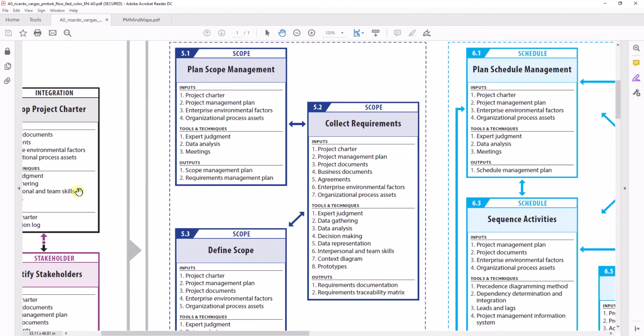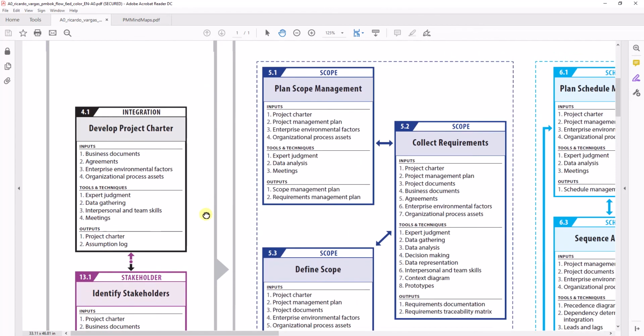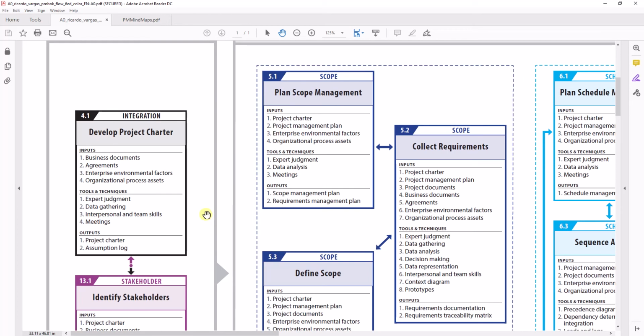Let me try to blow this up a little bit. Can someone tell me what are the 5 process groups we have in the PMP examination? Very basic question. Anyone? Initiating, planning, executing, monitoring and controlling, and closing the project. Beautiful, in that order.